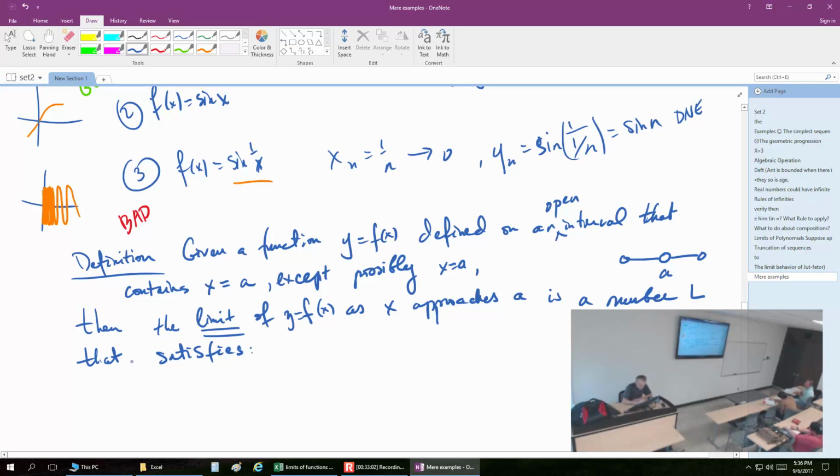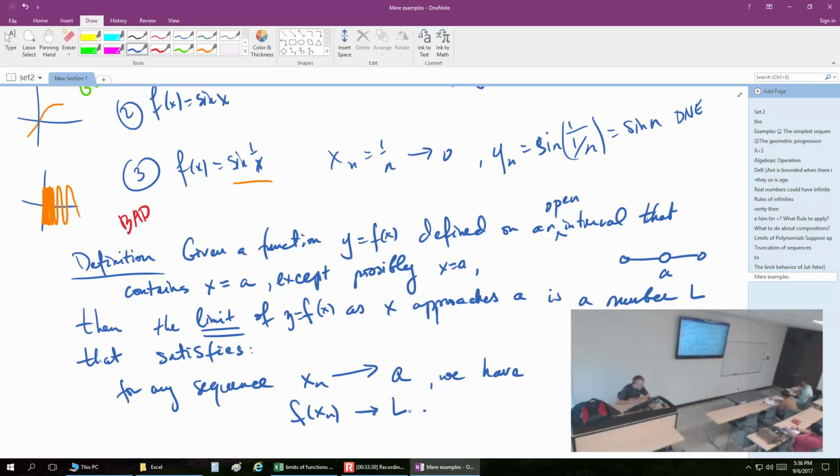So the limit satisfies, for any sequence xn convergent to a. Okay, remember this is 1 over n. We have f of xn converges to L. Okay, so very, very short, nice definition. The behavior of any sequence on the x-axis, as long as it converges to a, produces a sequence of y's, this is yn, that also converges to a number, L. Okay, that is the limit.